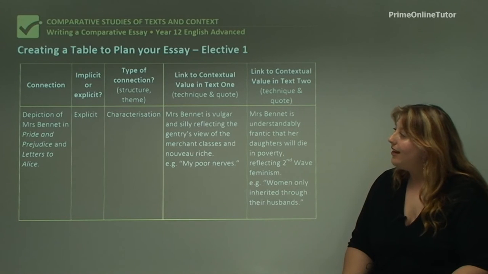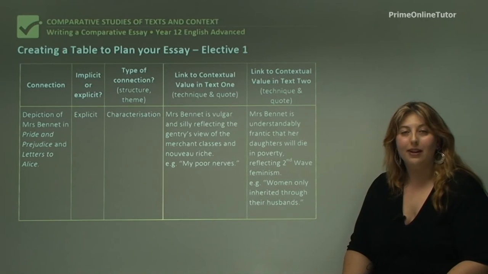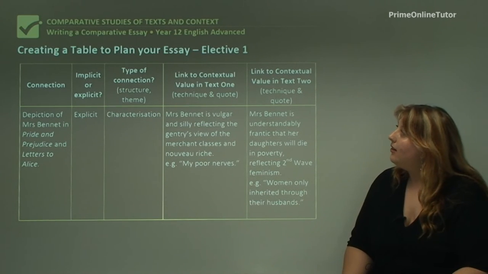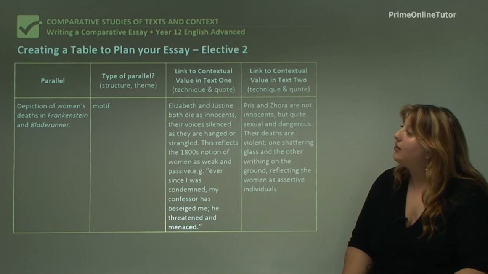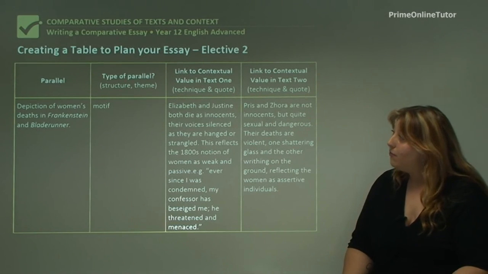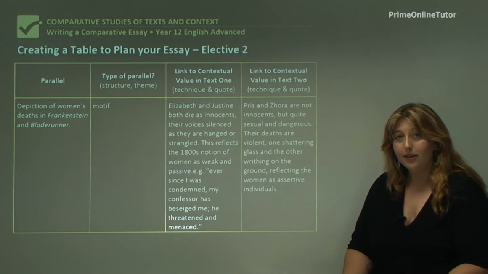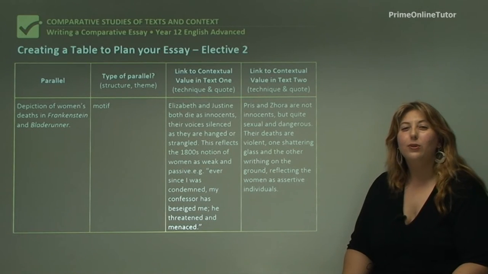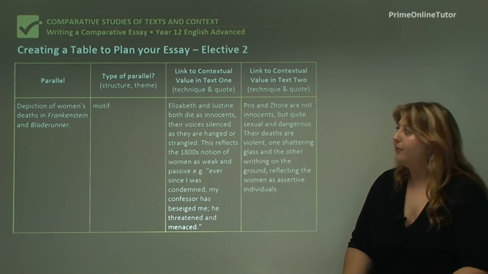So you can see that we've laid out all the information that we're probably going to need to put in an essay, and if you have all of your parallels or connections laid out like that, it's going to be a lot easier. So let's look at an example for the second elective, text and time. So here it's a bit simpler. We just have the parallel, what type of parallel it is, link it to a contextual value in the first text, the older one, and then link it to a contextual value in the younger text. And of course we're going to provide a technique and quote to go with that as well.